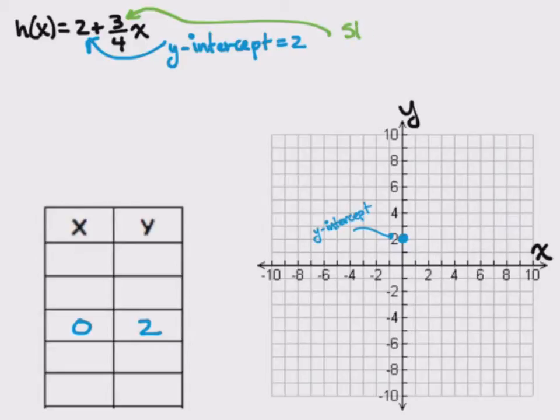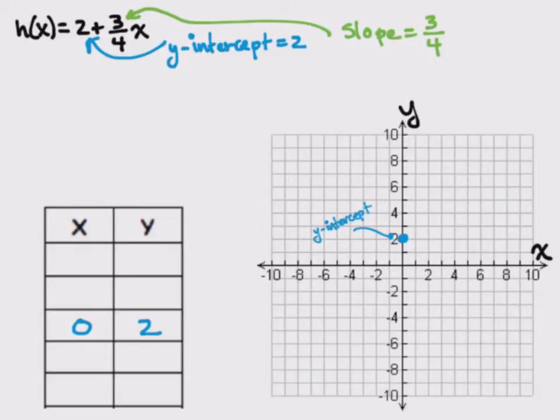This time, our slope is positive 3/4. And this means that every time x increases by 1, h of x, or y, will increase by 3/4. Or every time we move 1 unit to the right on our graph, we'll move 3/4 of a unit up on our graph. Again, we don't want to deal with all those fractions in our ordered pairs, and we definitely don't want to have to eyeball those fractions when we're graphing ordered points on our graph.